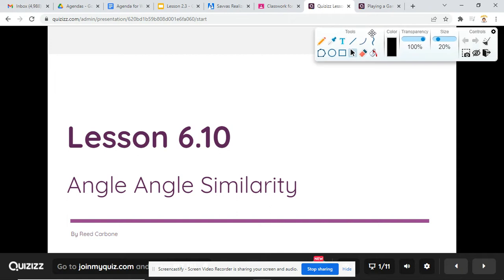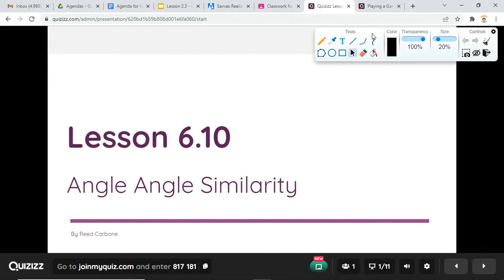Good morning, class. Today we're going to be going over lesson 6.9, where we'll be talking about angle similarity. Remember, we say two triangles or two figures are similar when they have a dilation that can be performed to go from one triangle or one figure to the other. Today we're going to be specifically talking about triangles, and we're going to learn a theorem, or something we can use, to prove that two triangles are similar.